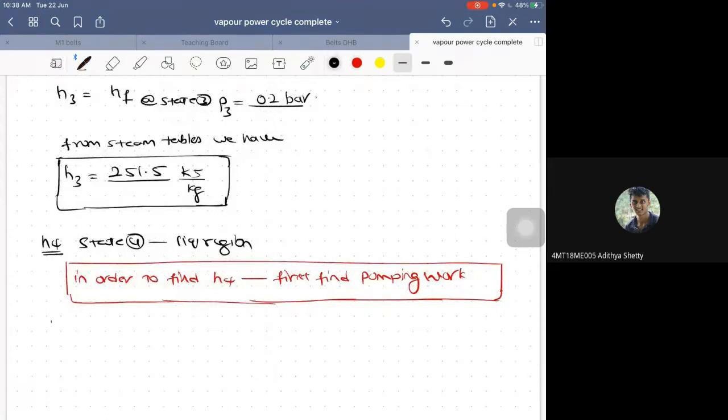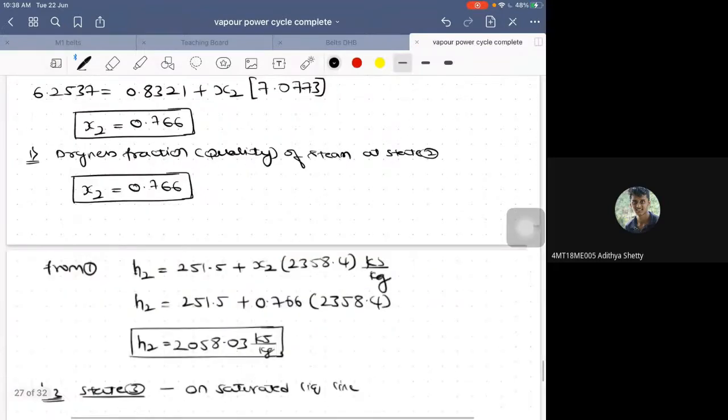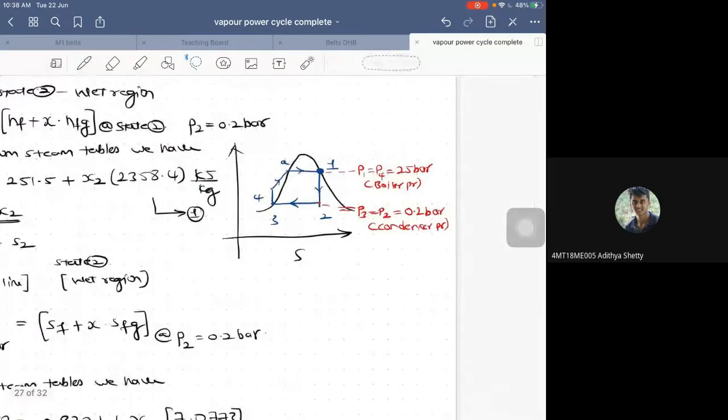Pumping work. So pumping work done by a pump. Again, I will pick up that TS diagram once again in this page.